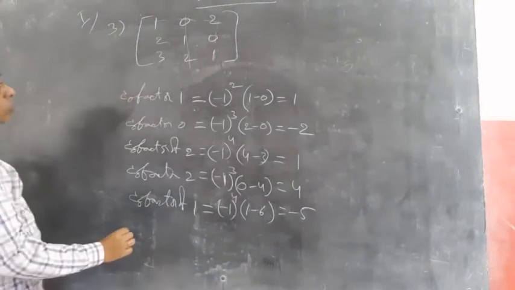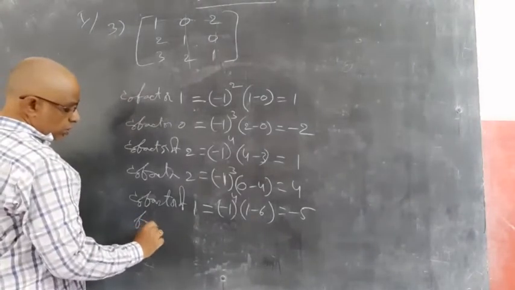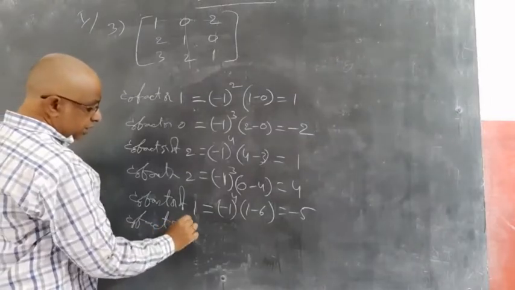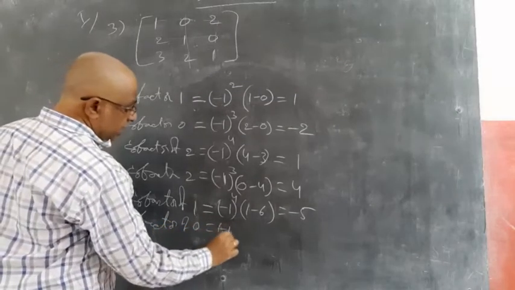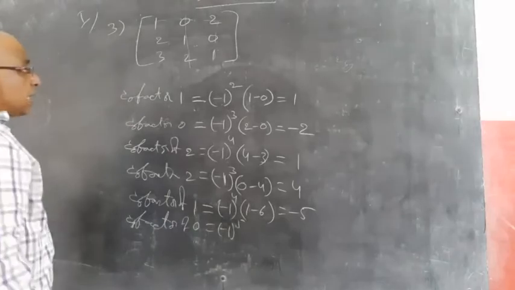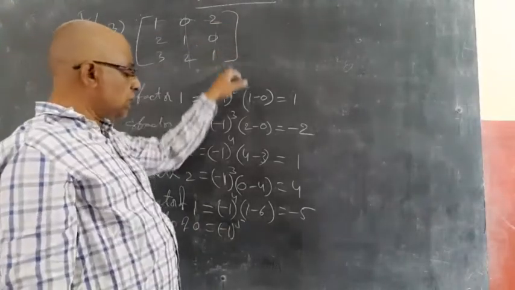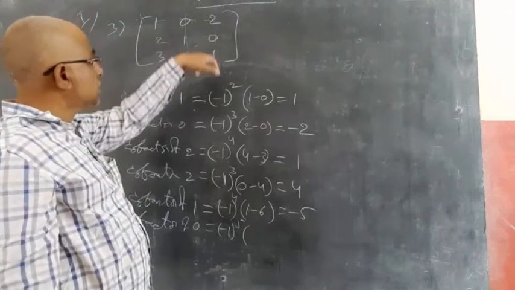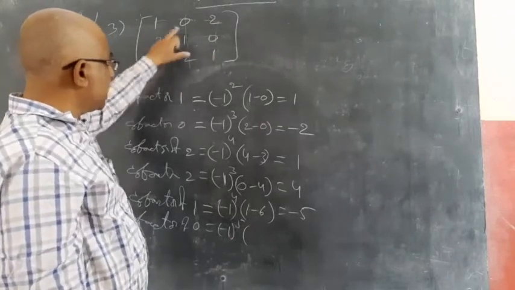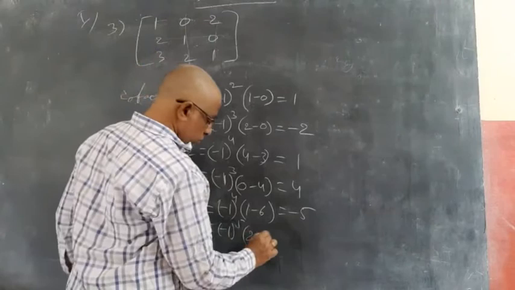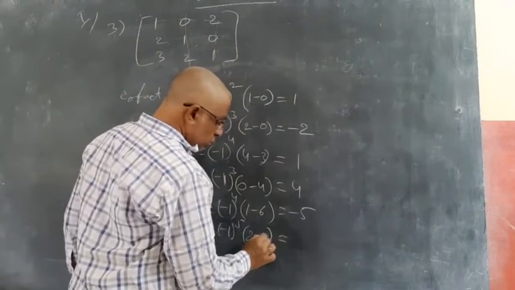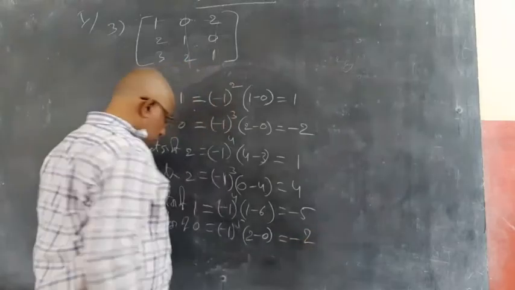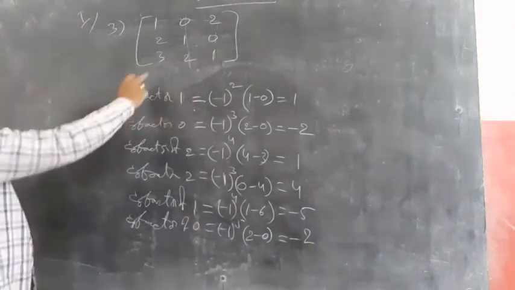Like cofactor of 0. Cofactor of 0 equal to again minus 1 whole power 5. Again this is second row, third column, 3 plus 2, 5, into closing this row, this column. Left out is 2 minus 0. So it becomes minus 1 into 2. 2 minus 0 is 2, into minus 1, minus 2. Next is third row.